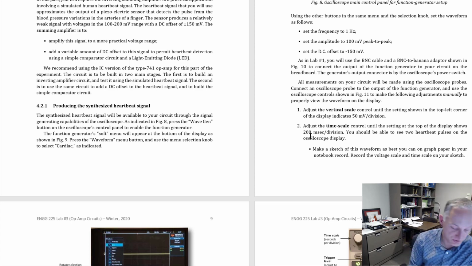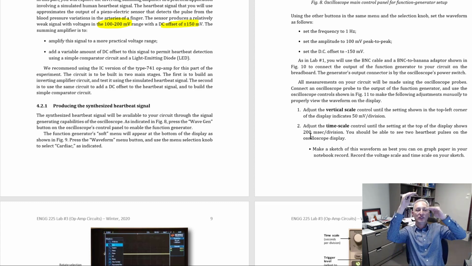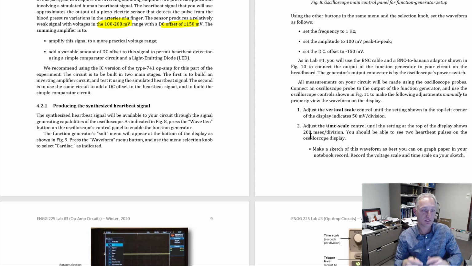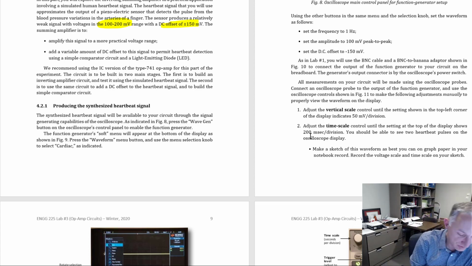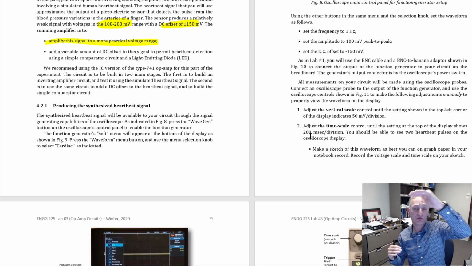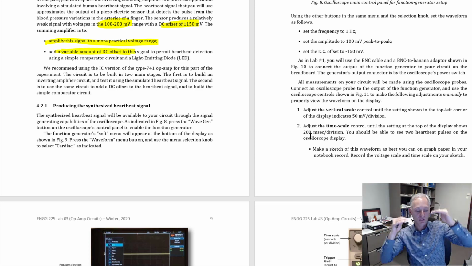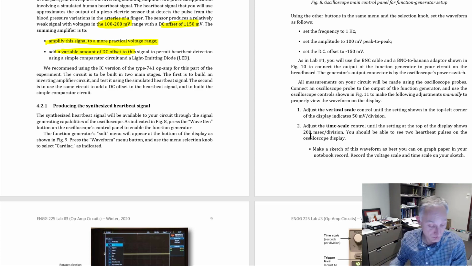So let's just imagine we have a sensor that detects our pulse, okay? And let's say we get a voltage of 100 to 200 millivolts, okay? Then we want to amplify it, and we want to make some sort of offset to shift that voltage up or down to a place where it's easy for us to work with and get useful information. So what we're going to do is amplify that circuit to make that small weak signal expand into a larger, more useful signal, and then we're going to add a variable amount of DC offset to shift that signal up or down to get it to a point where we can get some useful information from it.